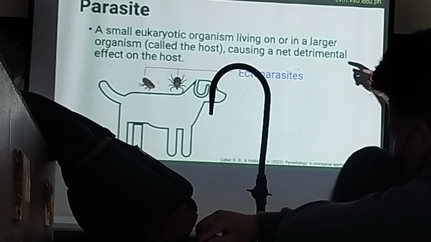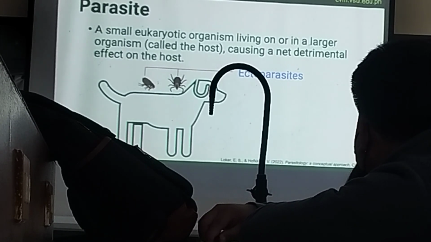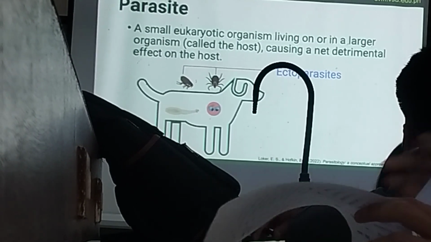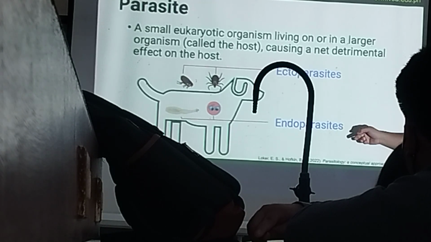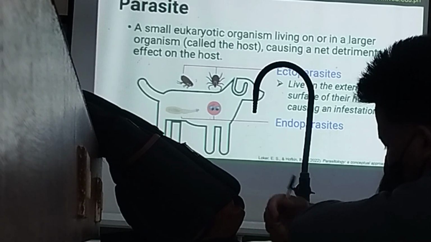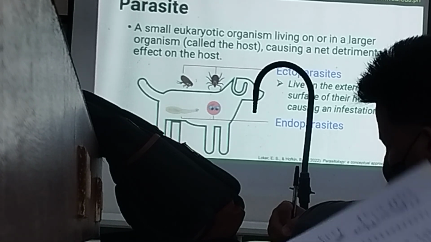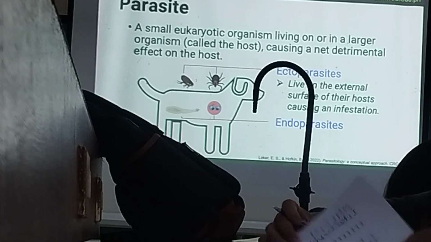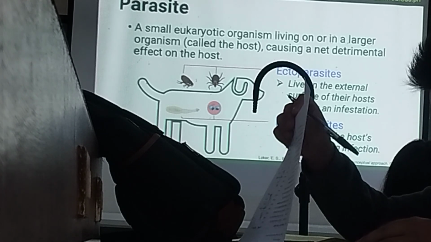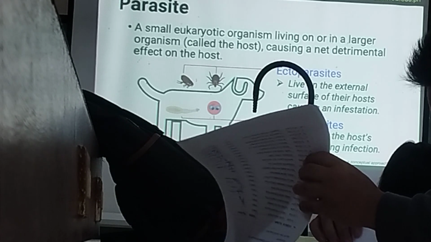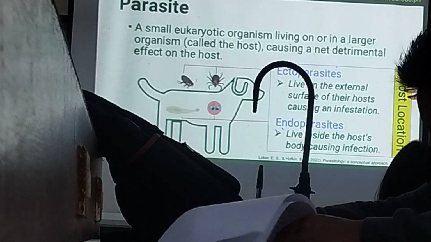Are they present on or in the host? On. So we call them ectoparasites. There are also parasites that are present inside the host, for example a zoonotic tapeworm called Echinococcus granulosus, and a parasite in the RBCs of dogs, Babesia. Because they are inside, they are called endoparasites. By definition, ectoparasites live on the external surface of the host, causing infestation. Endoparasites live inside the host and cause infection.